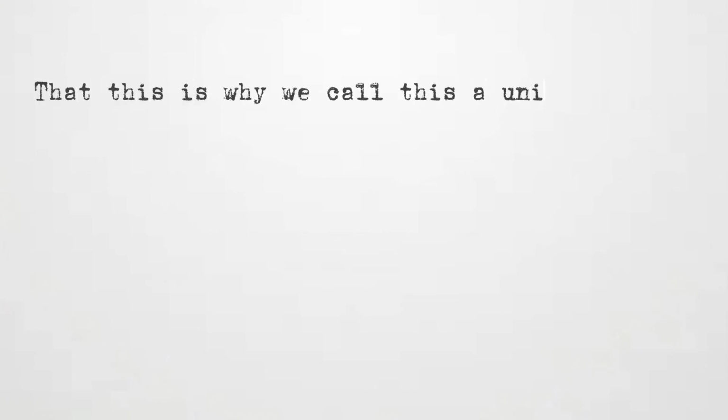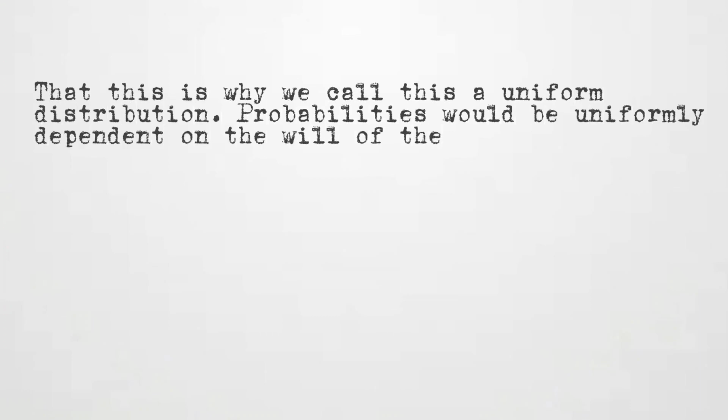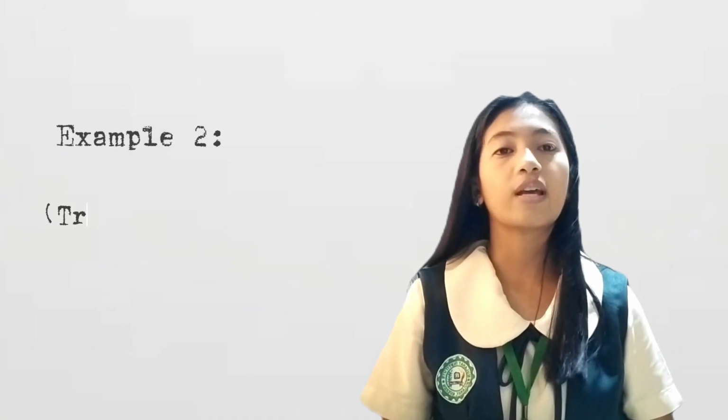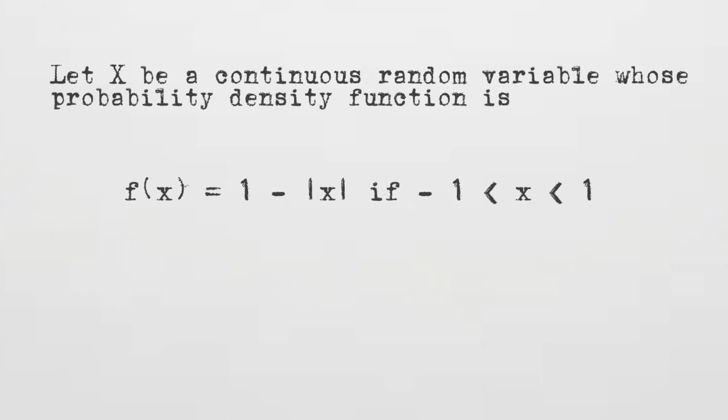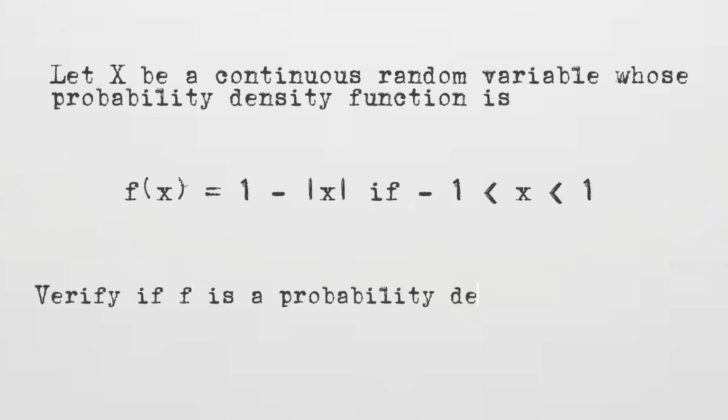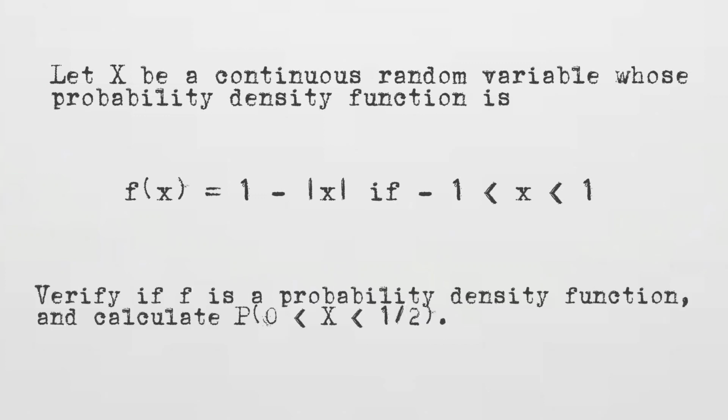We call this a uniform distribution. Probabilities would be uniformly dependent on the length of the interval. Example, triangular distribution. Let x be a continuous random variable whose probability density function is f(x) = 1 - |x| if -1 < x < 1. Verify it is a probability density function and calculate P(0 < x < 1.5).